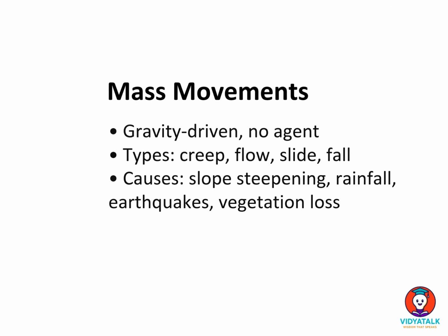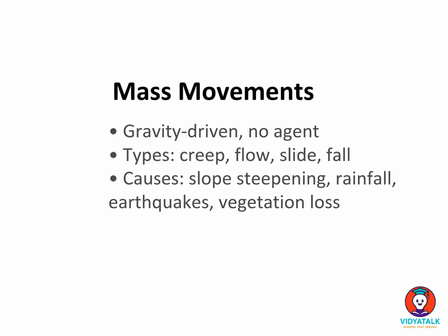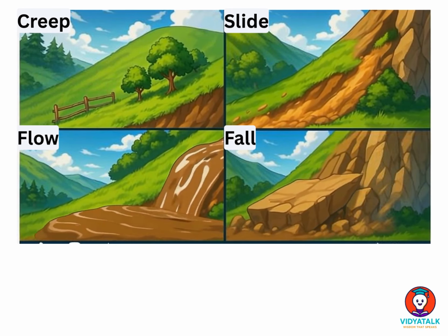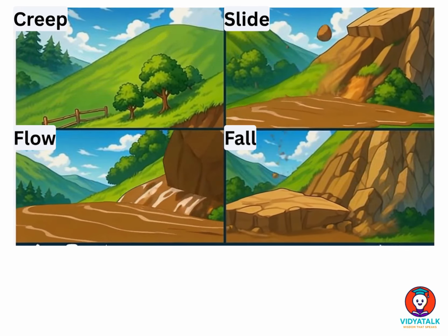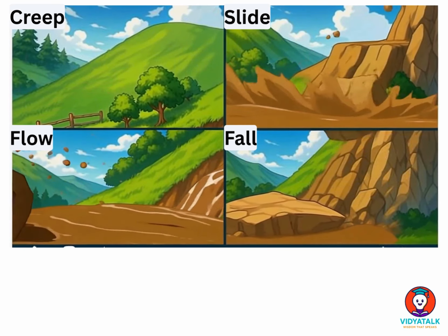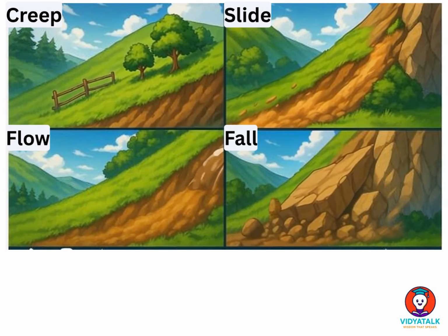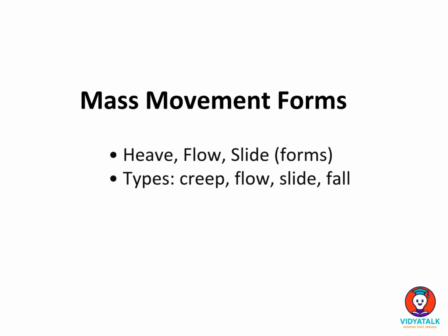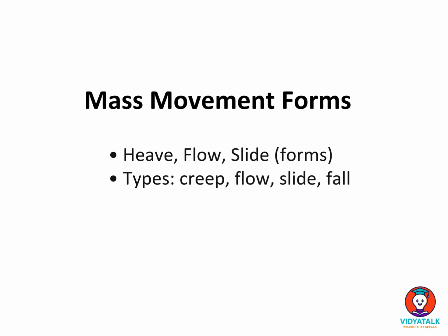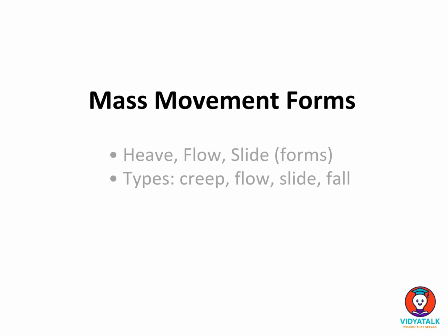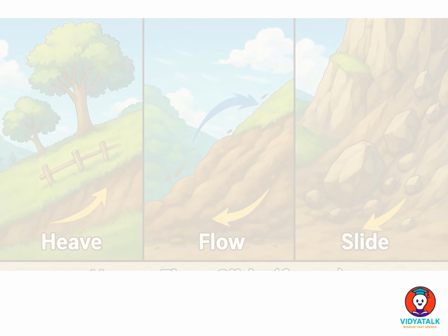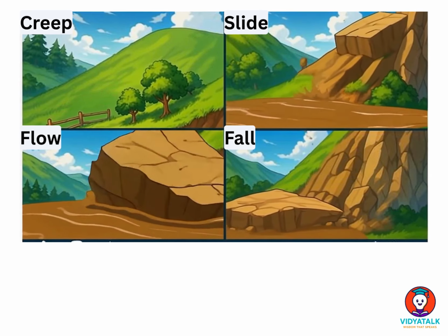Mass movements. Mass movements are debris moving downslope by gravity alone. They include creep, flow, slides, and falls. Triggered by steep slopes, heavy rain, earthquakes, or loss of vegetation. Mass movement forms. Mass movements include three forms: heave, flow, and slide, and show up as creep, flows, slides, and falls, ranging from very slow to very rapid.